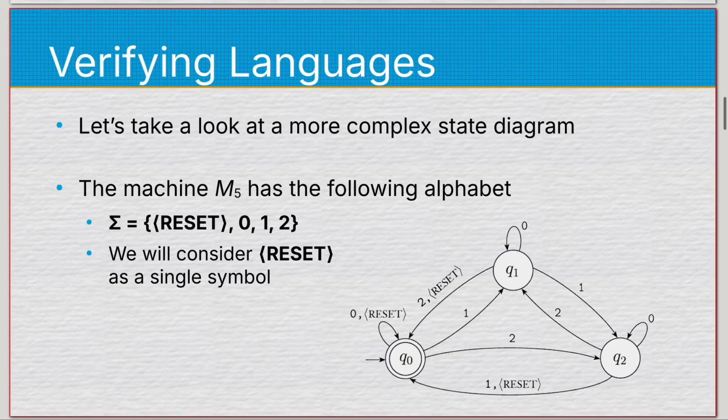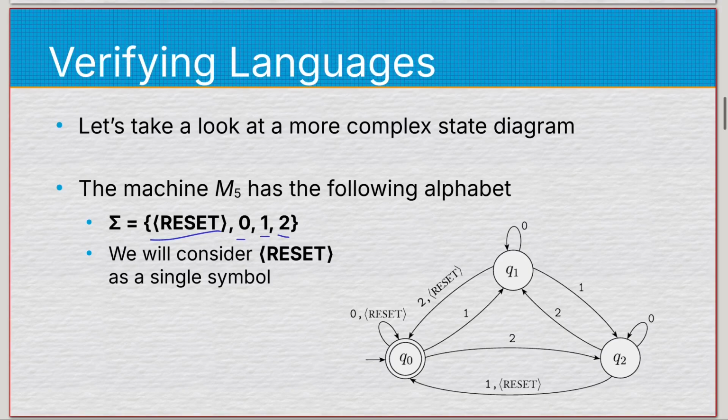So, to verify languages, let's take a look at a more complex state diagram. That's the one you see over in the bottom right, with Q0, Q1, Q2. That is M5, and our alphabet is a bit more complex. Now we have 4 symbols: this reset signal, 0, 1, and 2. We'll consider reset as a single symbol. Again, this is just going to be one thing, not each character here. So we have 4 here.